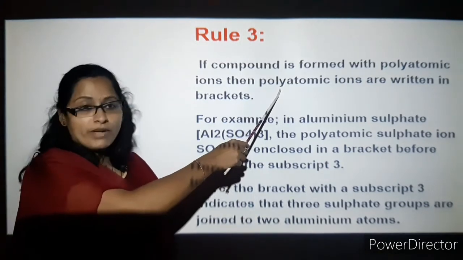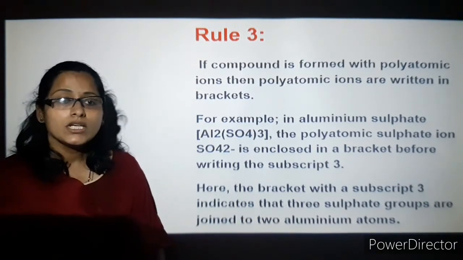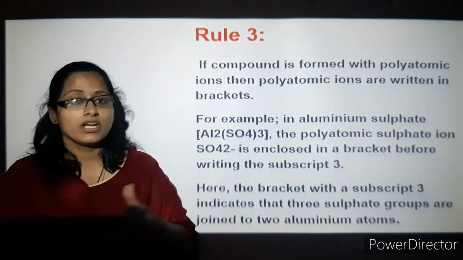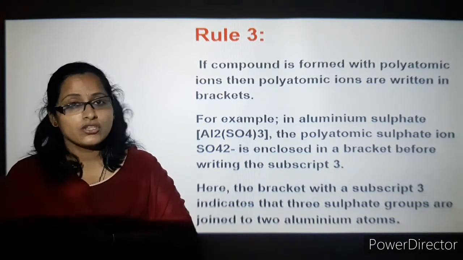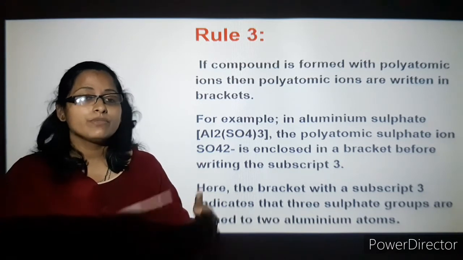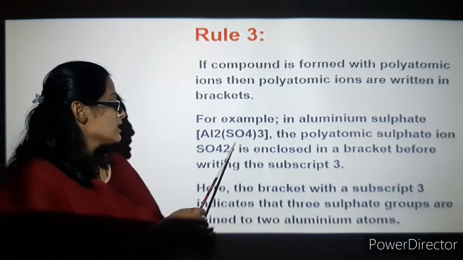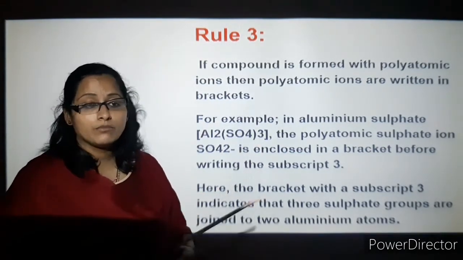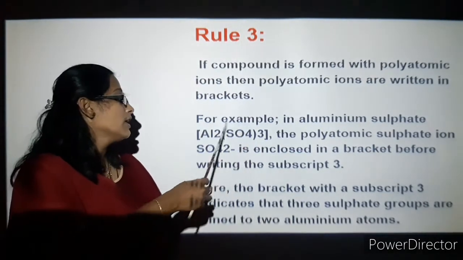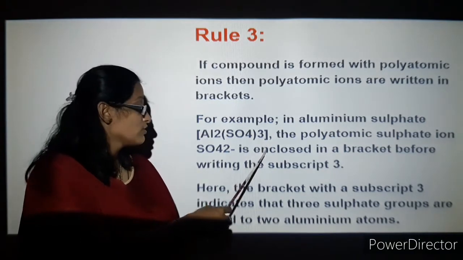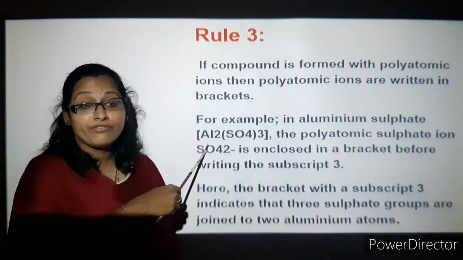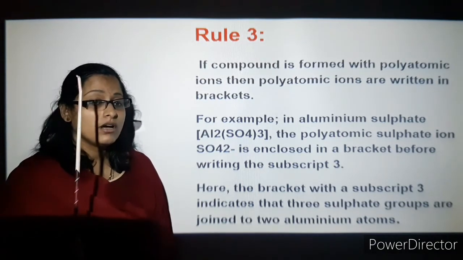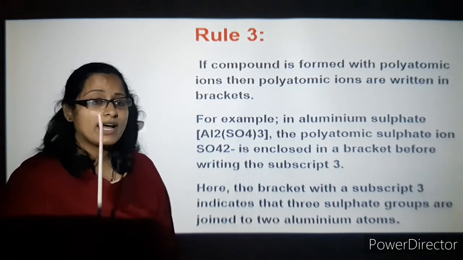Polyatomic means, see, hydrogen, 3 hydrogens together, 3 oxygens together, 3 calcium elements together. So it becomes polyatomic. You can see that sulfate is 3 groups together. It is written outside as 3. You will not write it in the space of aluminium, because aluminium is only one, that is monoatomic. It's only having one atom.